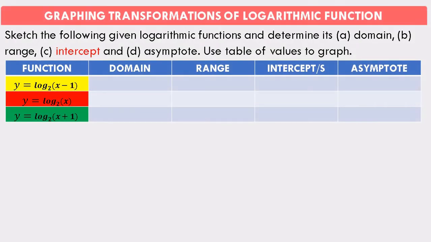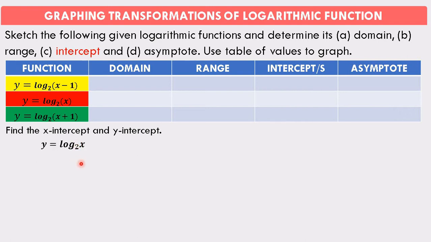So for example, we have here three functions: y equals logarithm of (x minus 1) to the base 2, y equals logarithm of x to the base 2, and lastly, y equals logarithm of (x plus 1) to the base 2. Already we can say that these three functions have 0 k value, and the first one has 1 h value, the second one 0 h value, and the third one negative 1 h value. Next, we need to find the intercepts, the x and y intercepts. Again, in finding the x-intercept, change y to 0, and in finding the y-intercept, change x to 0.